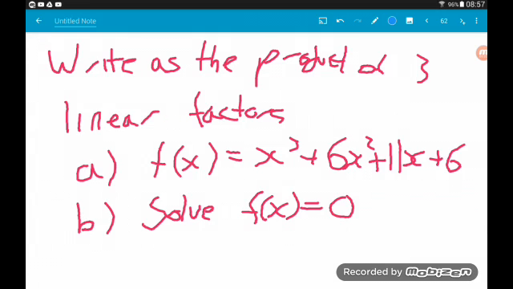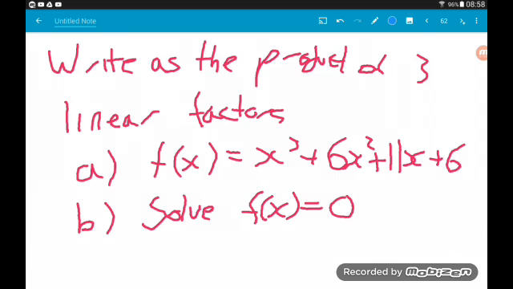Okay, so for example 1, we want to write as the product of three linear factors, f of x equals x cubed add 6x squared add 11x add 6. And then for part b, we want to solve f of x is equal to 0. So, given here that we are told there are three linear factors, we don't need to do anything too tricky. We can just use the factor theorem to track down our three factors.